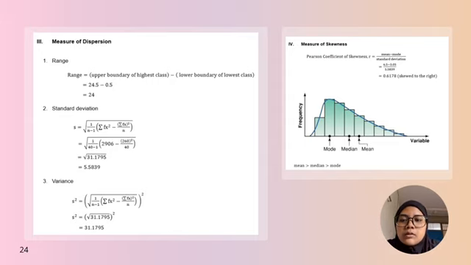5.5839. So for variance, we use the formula. After we use the variance formula, we got 31.1795.